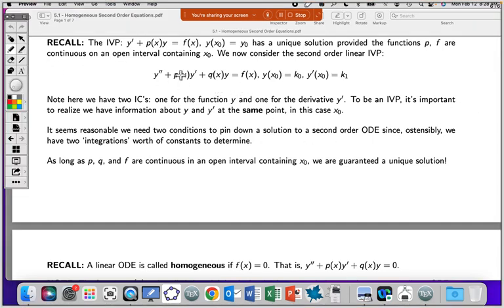So let's look at a second order initial value problem. This is the second order linear equation that we talked about. To make it an IVP, an initial value problem, we need to have initial conditions.